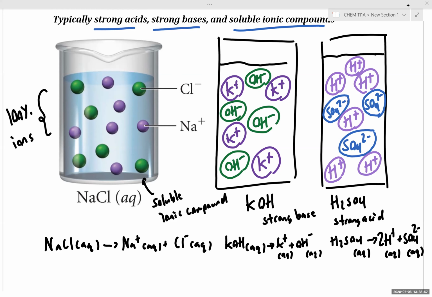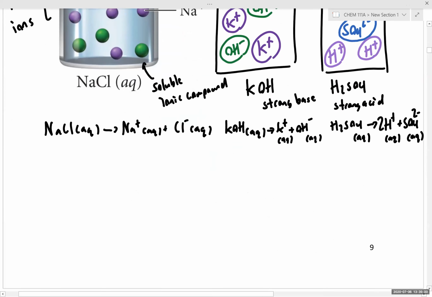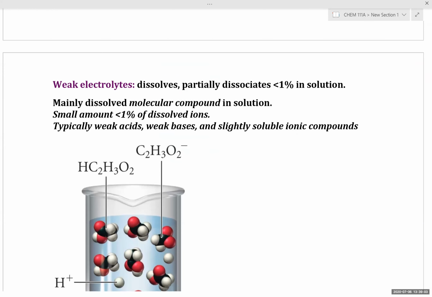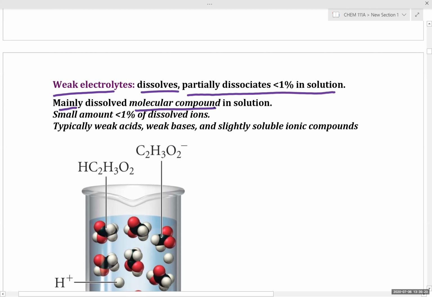Okay, so let's look at the next class of electrolytes. The other type of electrolytes that we commonly see are known as weak electrolytes. So weak electrolytes, they dissolve and they partially dissociate less than 1% in solution. So we have mainly molecular compound and a small amount of dissolved ions. Weak electrolytes are typically weak acids, weak bases, and slightly soluble ionic compounds. So weak is weak. Weak acids and bases are weak electrolytes.